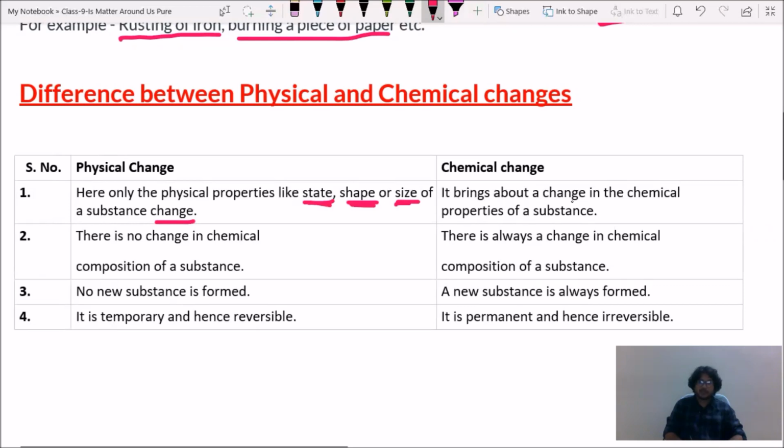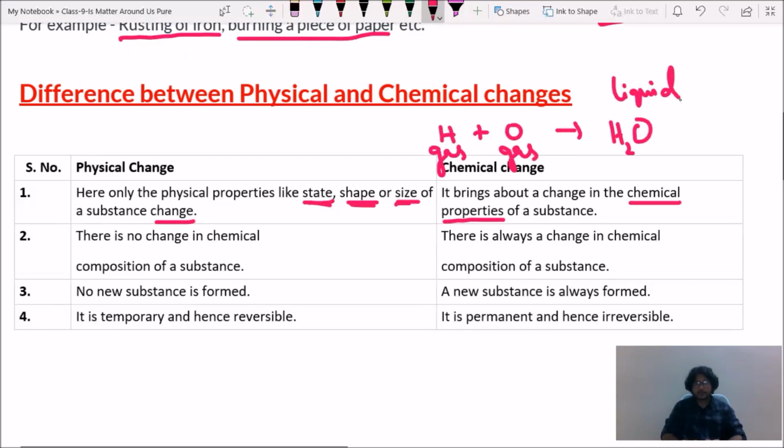But while coming to chemical change, in that the total chemical properties of the substance will change. For example, when hydrogen is mixed with oxygen, we'll get H2O, the water molecule. Hydrogen is a gas. Oxygen is also a gas. When they are mixed together, we'll get liquid. So a totally new chemical property, and it brings about a change in the chemical property. It is changed to liquid. Like that, there will be change.